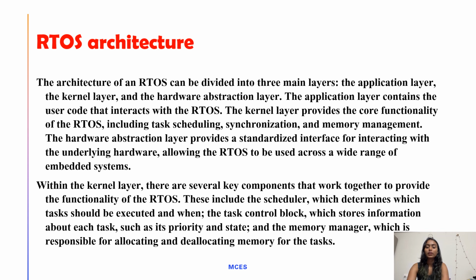Within the kernel layer, there are several key components that work together to provide the functionality of the RTOS. These include the scheduler, which determines which tasks should be executed and when, the task control block, which stores information about each task, such as its priority and state, and the memory manager, which is responsible for allocating and deallocating memory for the tasks.